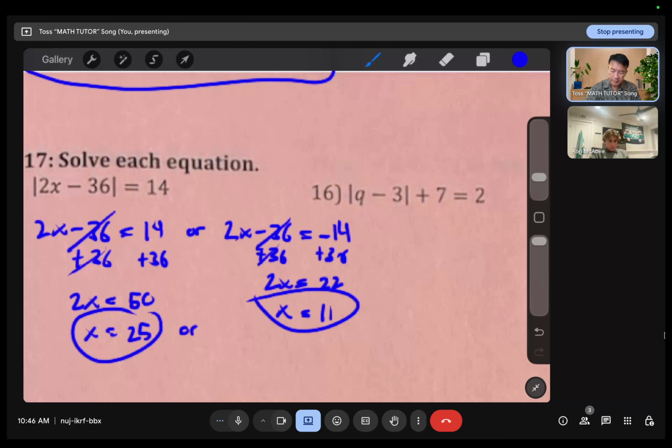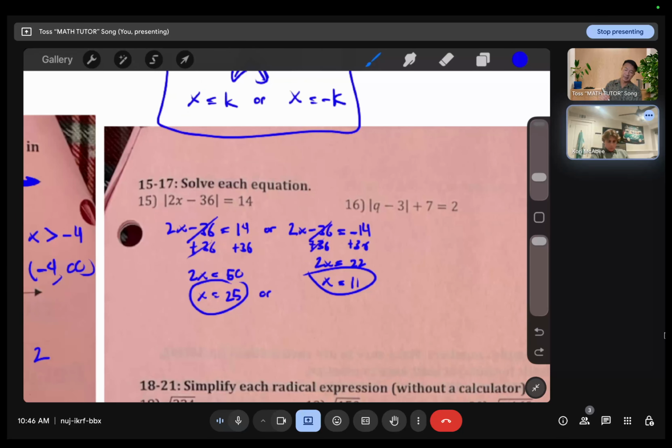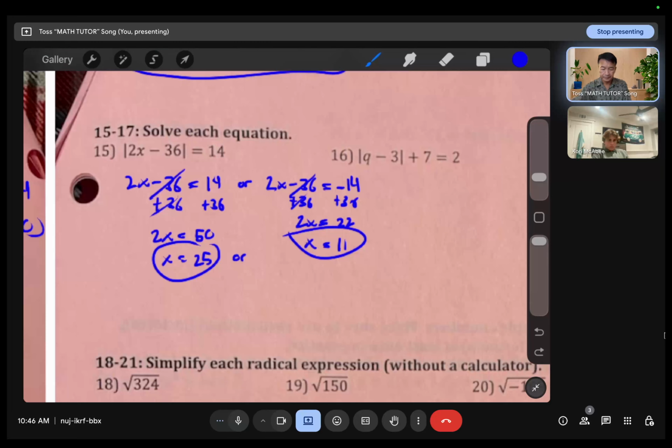So this is it. I recommend you write them x equals 25 or x equals 11. Don't do x equals 25 comma 11. That's not correct, because you're doing the or concept, not the and concept, so you cannot do that anymore. You cannot put a comma in between, not like before. So you got to do that with the word or.